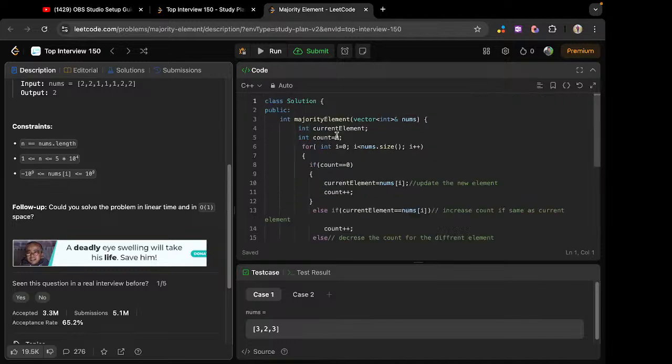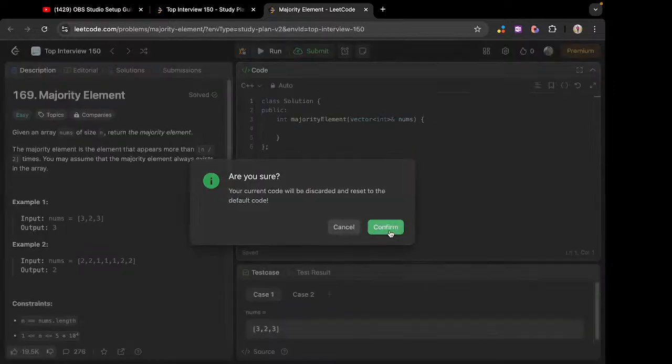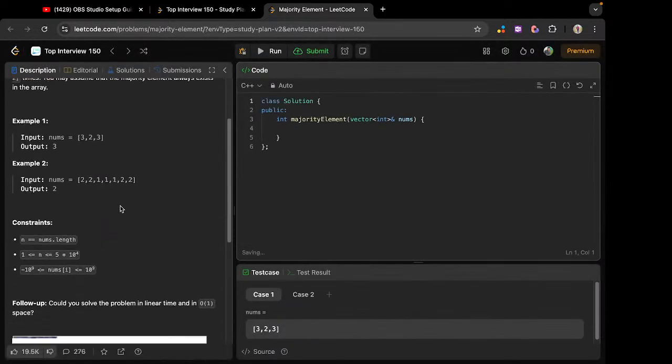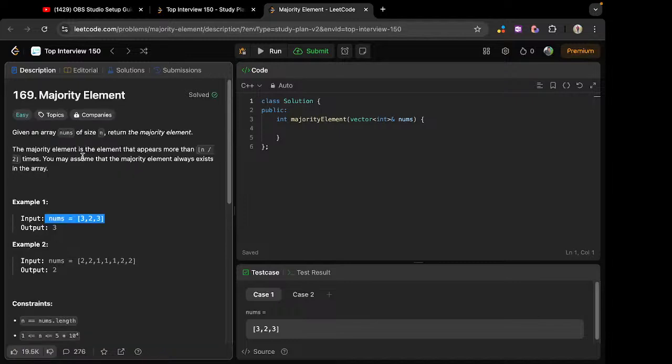So let's solve this question, Majority Element. I didn't use the previous solution, so I deleted it. And here is my input. What I should do, it says, is find the element that appears more than n by 2 times in the array.